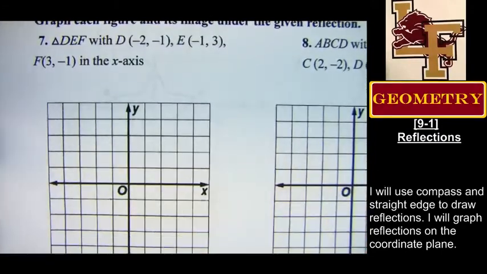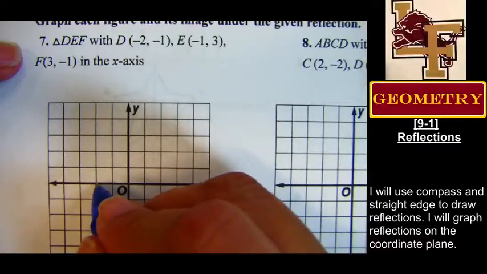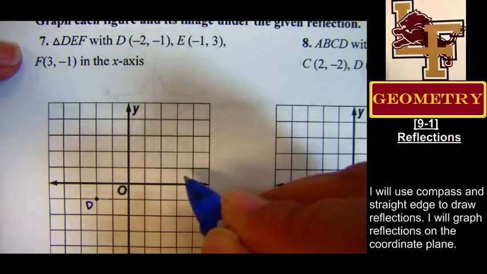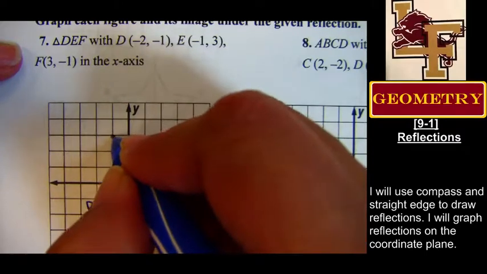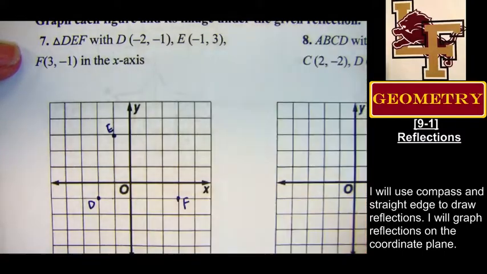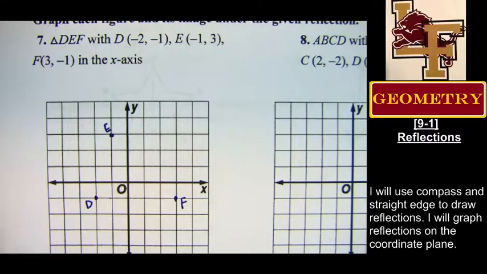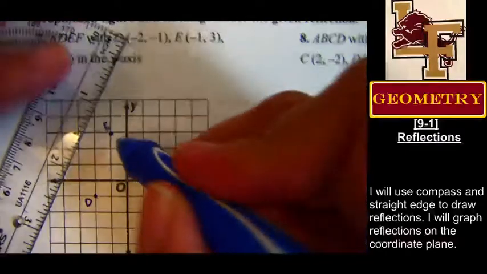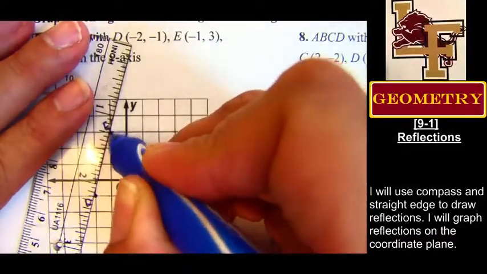All right, for this first one, please graph points D, E, and F. Make sure you label them. Okay, there's D, E, and F. Using your straight edge, notice the name. The name goes D, E, F. That means D connects to E connects to F, and F connects back to D. So make sure that you're connecting them in the correct order.